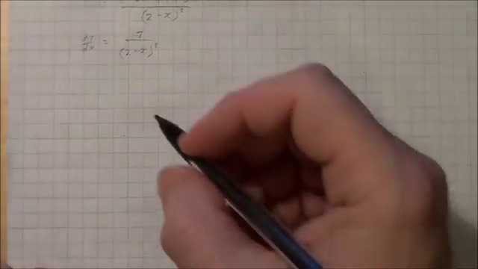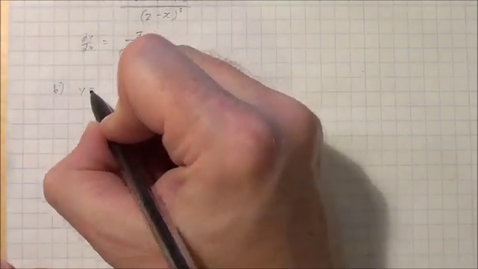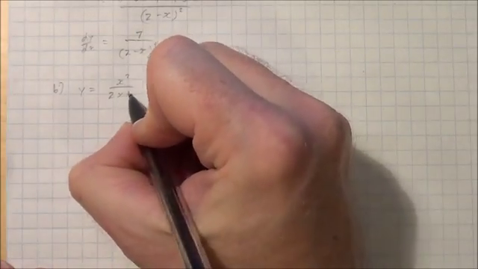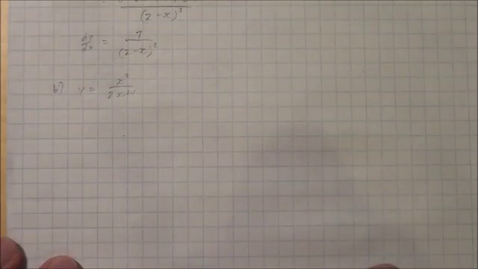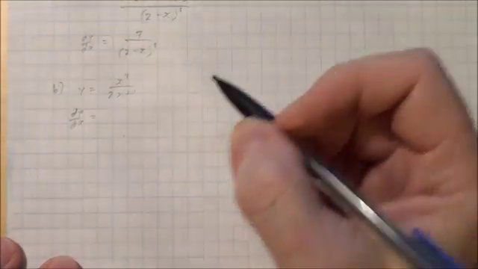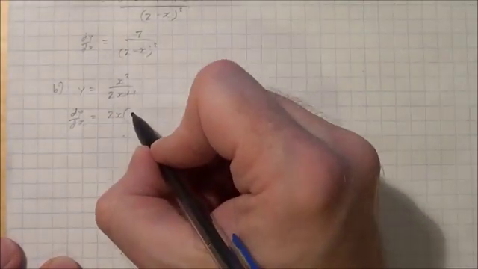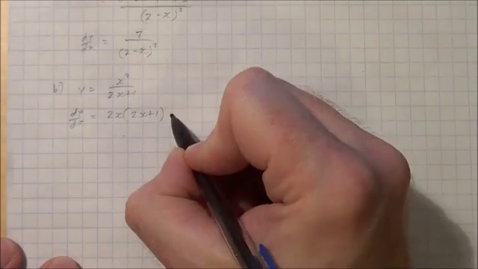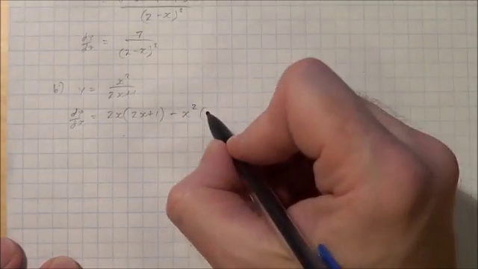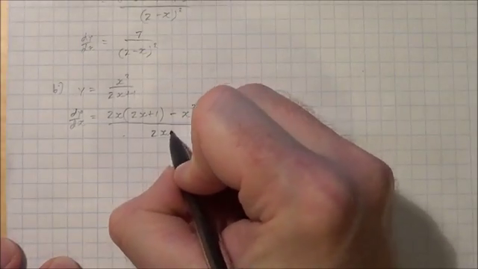Part B, the function is y equals x squared all over 2x plus 1. Now we're going to take the derivative by using the quotient rule. So the derivative of the top multiplied by the bottom, minus the top multiplied by the derivative of the bottom, all over the bottom squared.